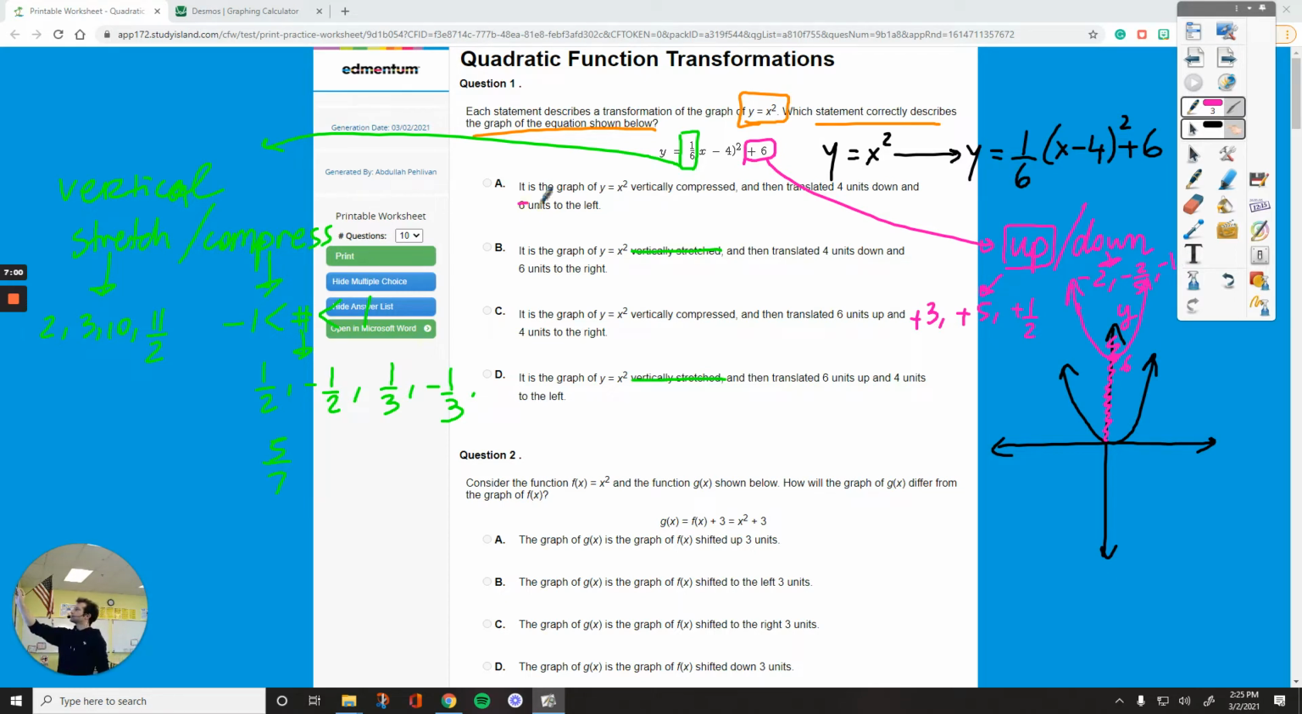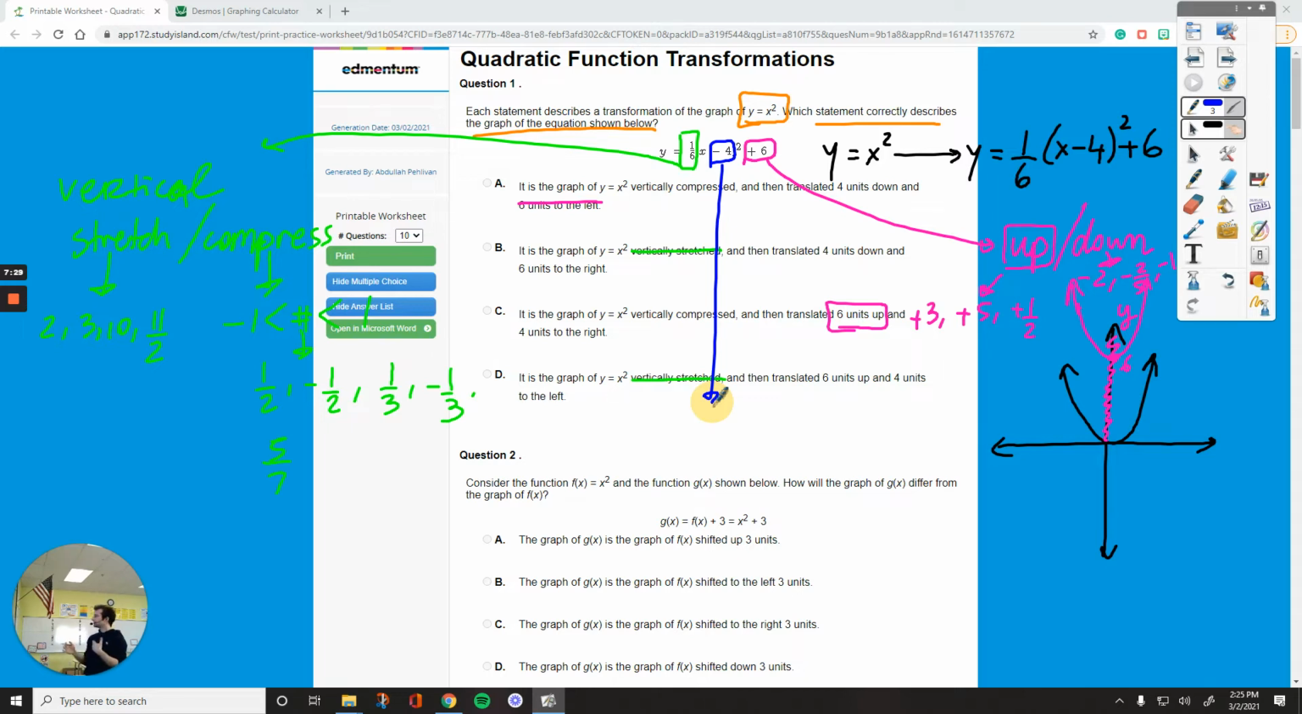We know B is not our answer, D is not our answer. This one says 6 units to the left. This one says up 6 units. So C is going to be my answer, but before moving on to the next question, I also want to talk about what that negative 4 does. This is not subtracting 4 from the whole function. It is subtracting the 4 from the x. That's why they're together in a parentheses. X minus 4 tells you to subtract 4 from the x.